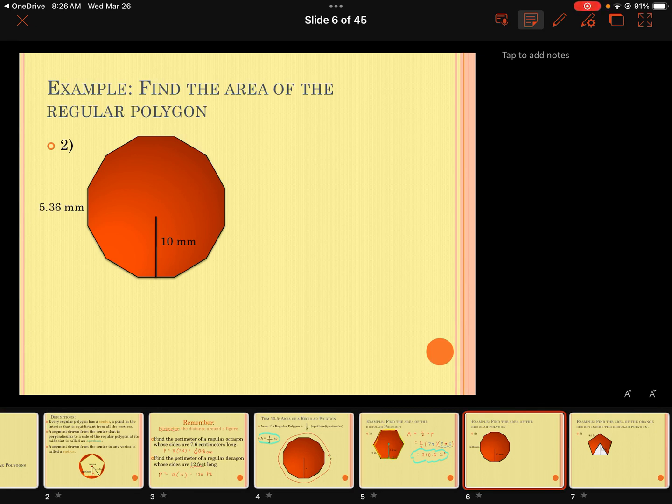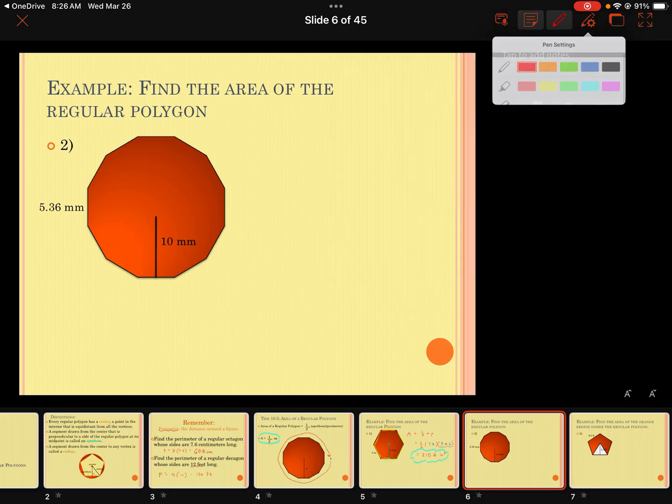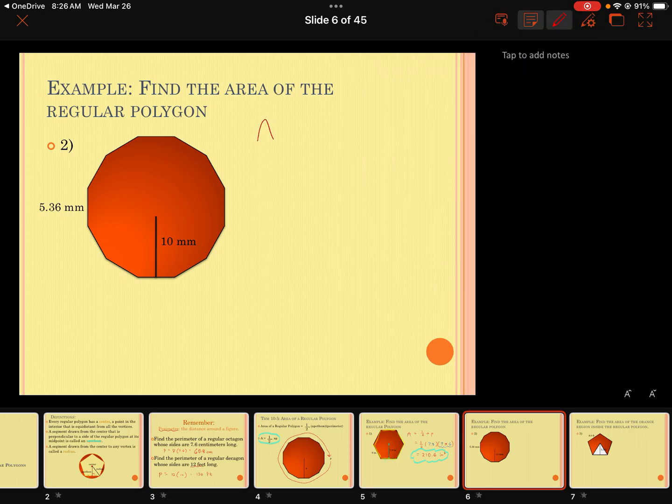This is section 10.5. We're going to find the area of a regular polygon. We learned a formula last video. Area equals 1/2 apothem times perimeter. That capital A stands for area. That lowercase a stands for your apothem, and the lowercase p stands for perimeter.